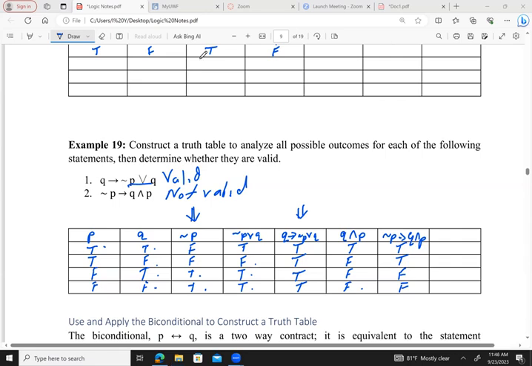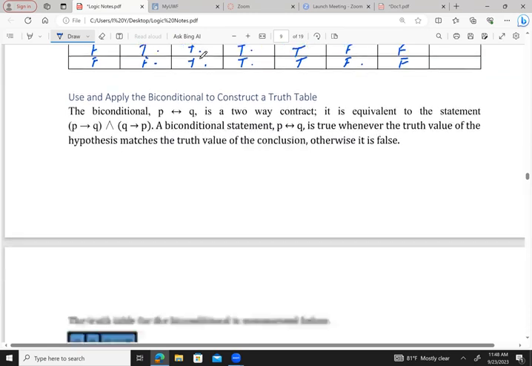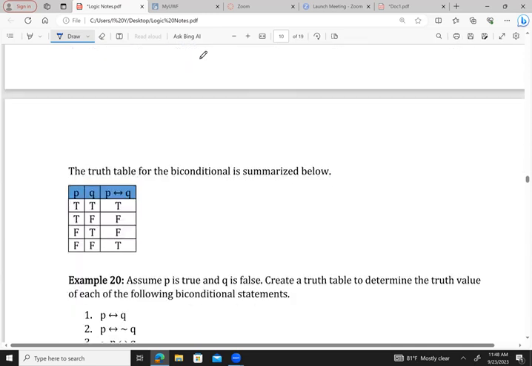Okay, now let's look at biconditional. Biconditional, P if and only if Q, or Q if and only if P, is a two-way contract. It is equivalent to the statement if P then Q and if Q then P. A biconditional statement is true whenever the truth value of the hypothesis matches the truth value of the conclusion. Otherwise, it's false. The truth table for biconditional is summarized below.